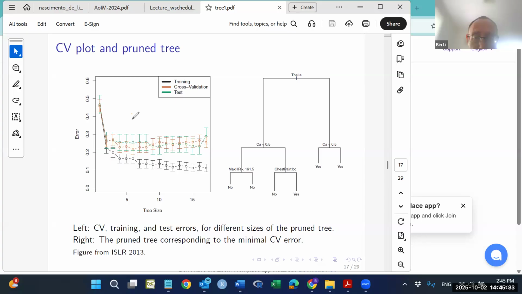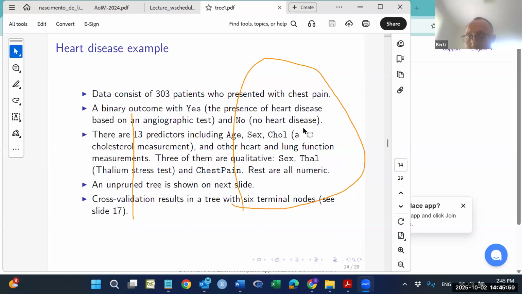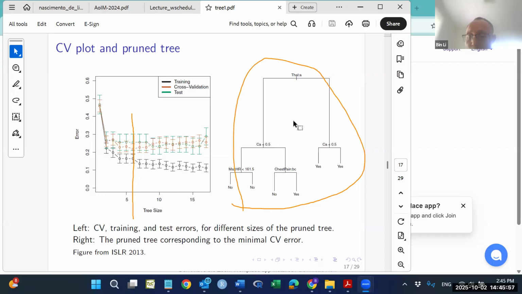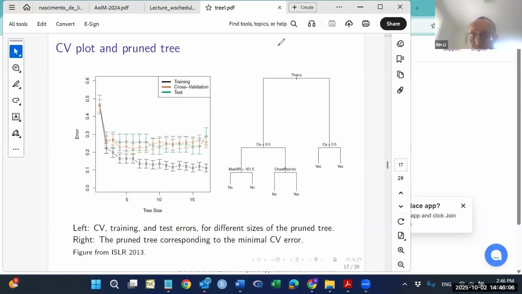So this is the one that minimizes the cross validation error. Okay, so that's the pruned tree. If you compare, this is the pruned tree and this is the original tree. So the pruned tree is much simpler, right? So that's how we fit a tree model.